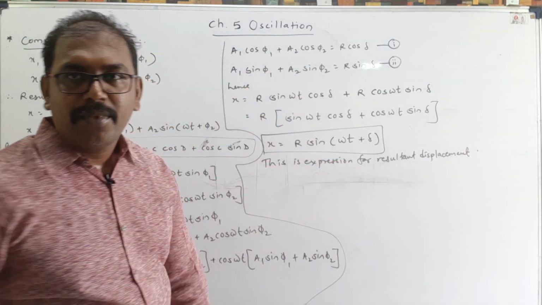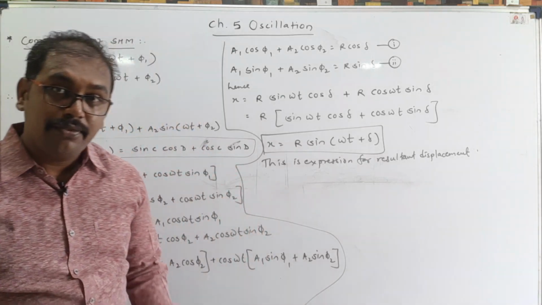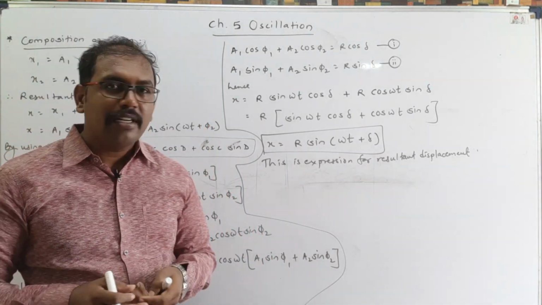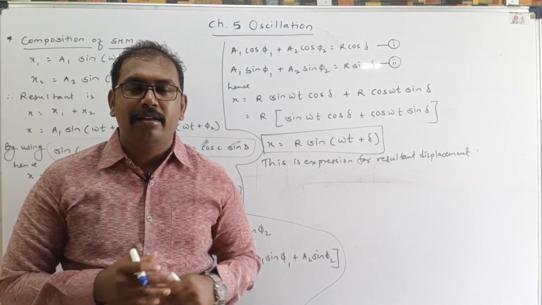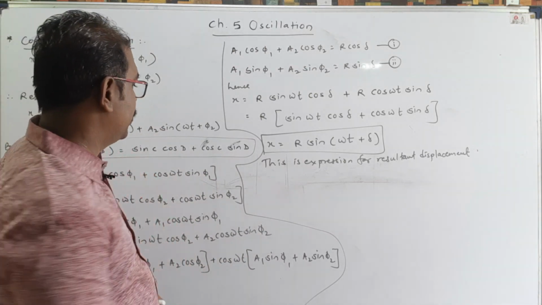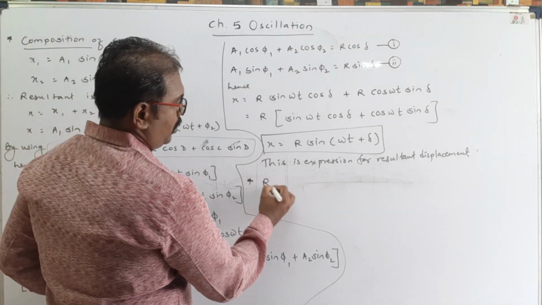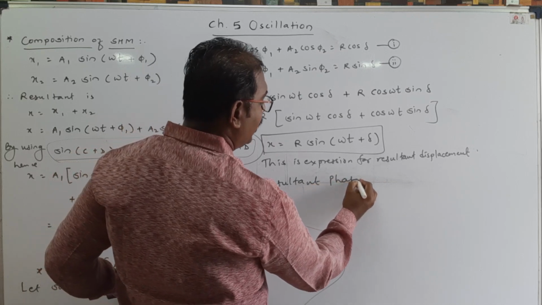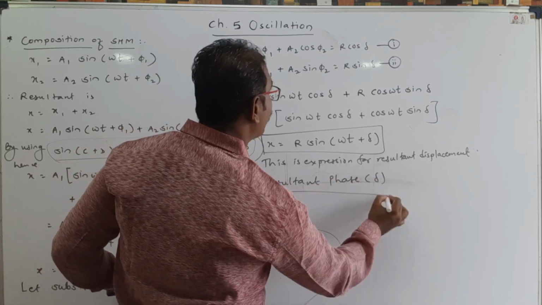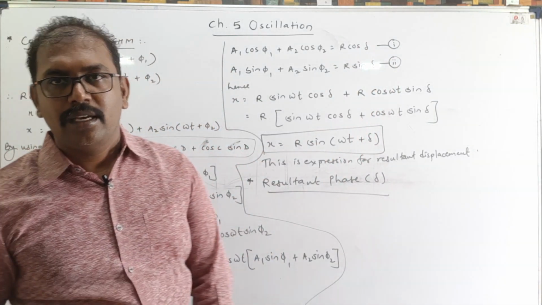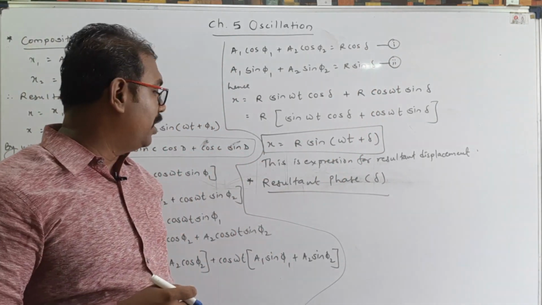Now after that, we have to obtain expressions for the resultant amplitude and resultant phase. First we obtain the resultant phase, and then we can obtain the resultant amplitude, since the resultant amplitude requires more space. So first, the resultant phase. The resultant phase is shown by this delta. You can see equations 1 and 2. This delta is the resultant phase, and this resultant phase formula we have to obtain.